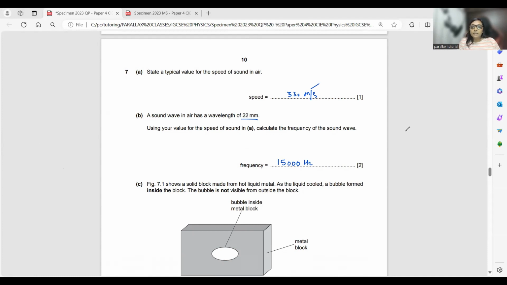So we know that lambda, or let's talk about, in fact, let's derive the formula. Okay, so we know that speed is distance over time. How do we know that? Because everywhere the speed is mentioned, the unit used is meter per second, right? That's how we remember distance by time is speed.